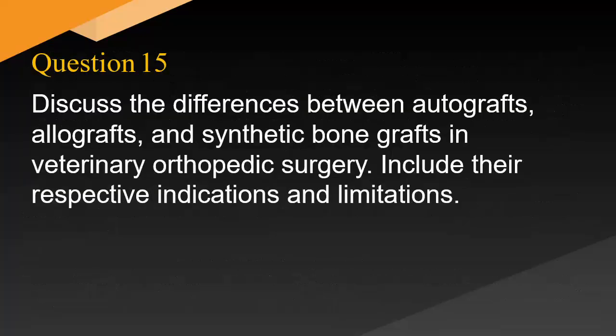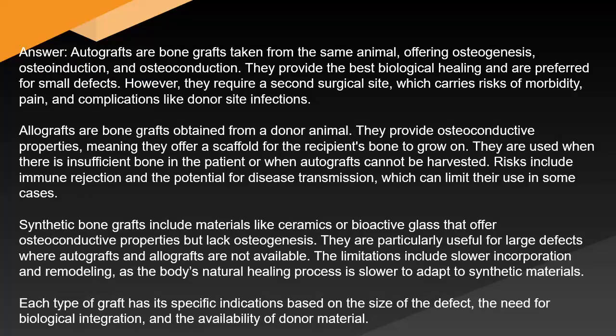Discuss the differences between autografts, allografts, and synthetic bone grafts in veterinary orthopedic surgery. Include their respective indications and limitations. Answer: autografts are bone grafts taken from the same animal, offering osteogenesis, osteoinduction, and osteoconduction. They provide the best biological healing and are preferred for small defects. However, they require a second surgical site, which carries risks of morbidity, pain, and complications like donor site infections.